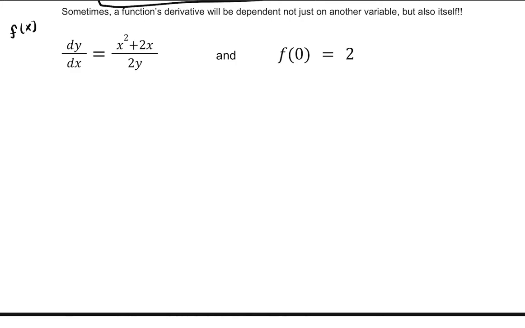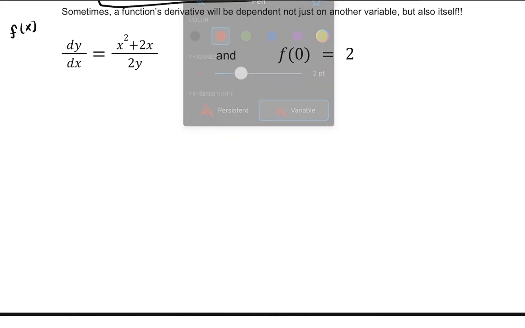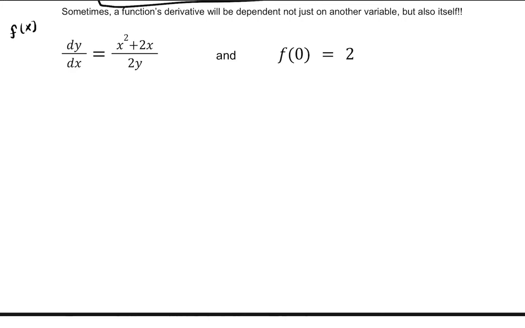But anyway, here is what's nice about this. The same process applies. I'm going to take 2 steps here, and these are going to be called separable differential equations. I need to get all of my y's and dy's to one side, all of my x's and dx's to the other. So this one plays nicely, because if I multiply both sides by dx, I'd have dy equals x squared plus 2x over 2y dy.